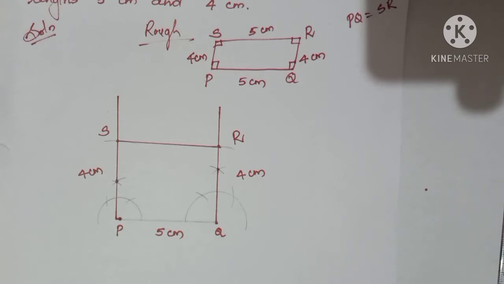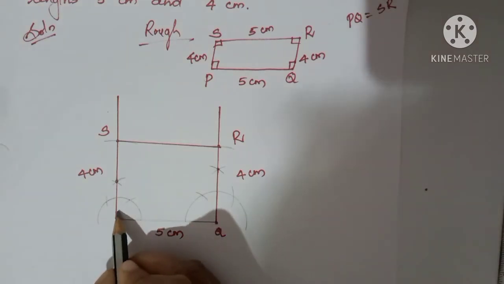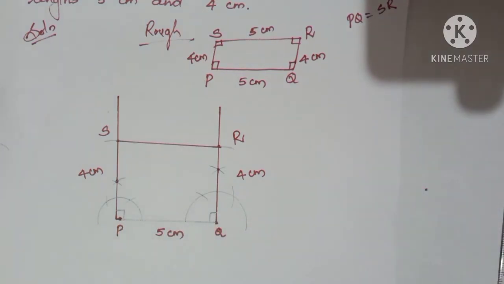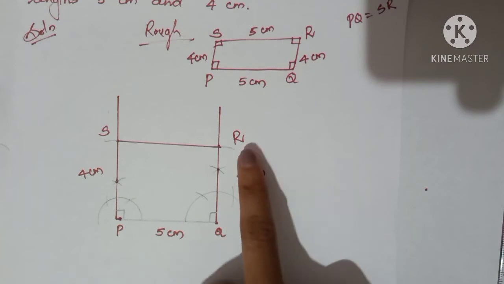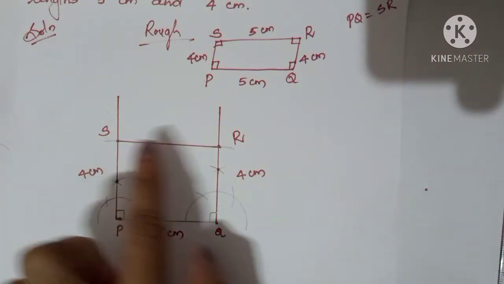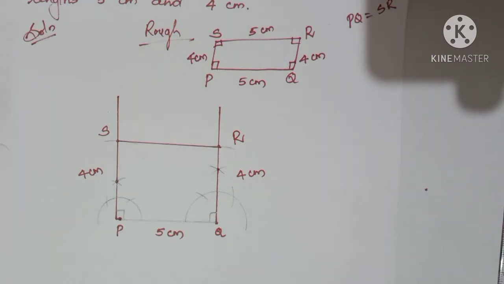We all know that all the angles are equal in a rectangle, that is equal to 90 degree. So, we will construct at this point P 90 degree and Q also will construct an angle 90 degree. Next, what you will do? You will take 4 centimeter in a compass and we will cut an arc. We will keep at the point P, cut an arc, that is S. Then we will keep at the point Q and we will cut an arc, that is R. Next, we will join SR. Okay, so we got a rectangle. Then you will write the steps according to how you have constructed the rectangle. According to that, you can write your steps. Refer the textbook, read it and write it in your own words.